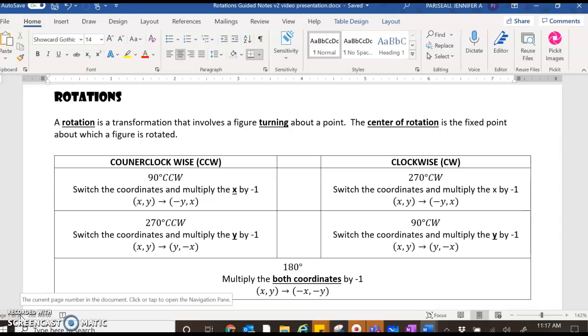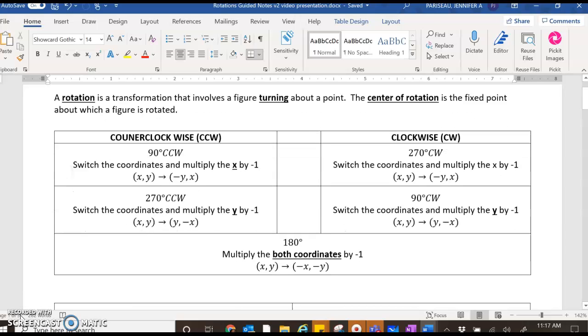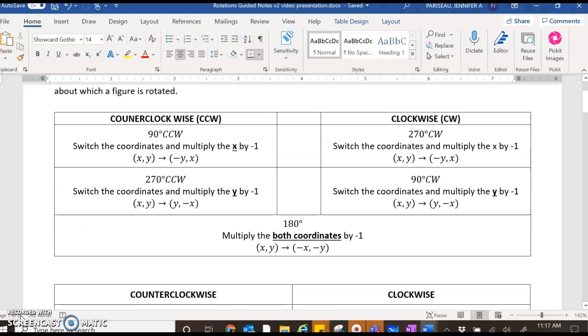And the center of rotation is a fixed point about where it's rotated. So you can really rotate a figure around itself, around a certain point. Our focus is going to be around the origin. So these are the general rules for counterclockwise. You're going to see the abbreviation CCW, clockwise, CW.